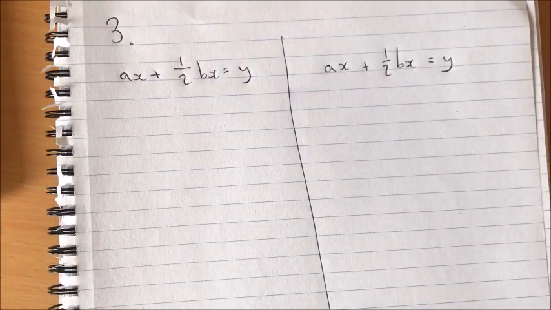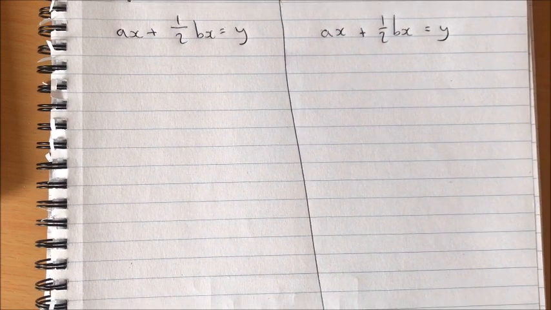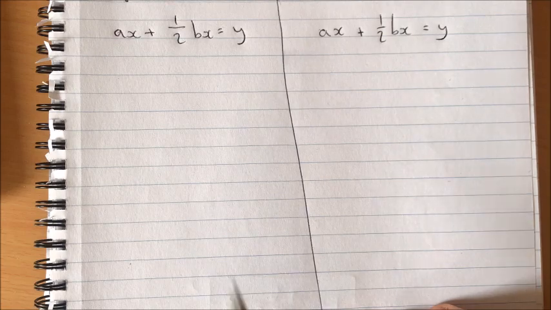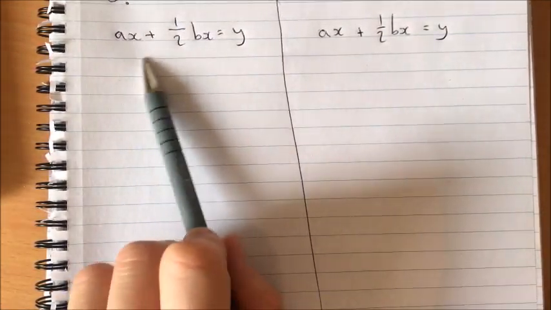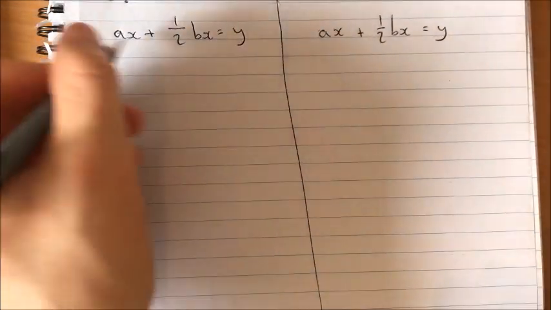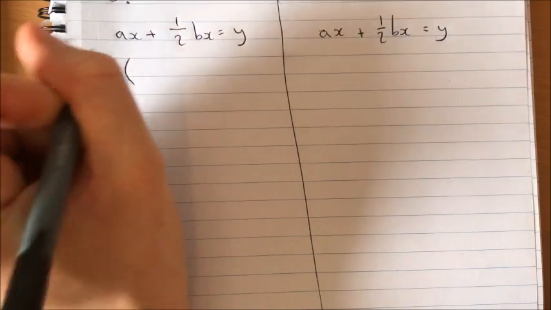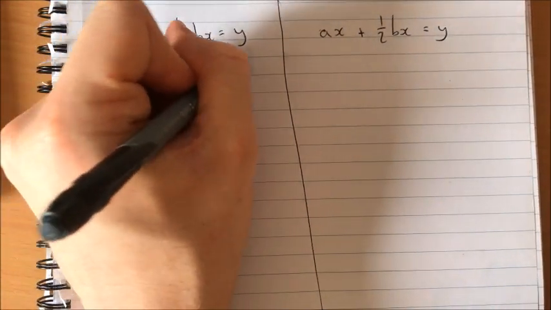So for question 3, I'm going to show you two ways you could have solved this. Both of these are absolutely fine. Either answer is correct and they are both equivalent. The first thing you might have wanted to do is factorise the left-hand side. So this is one way you could have started. Pull out a common factor of x on my left-hand side. That tells me that I have x lots of (a + 1/2 b) equals y.